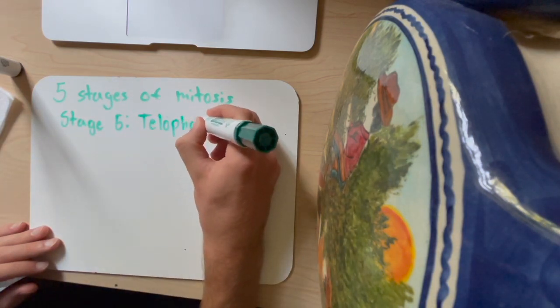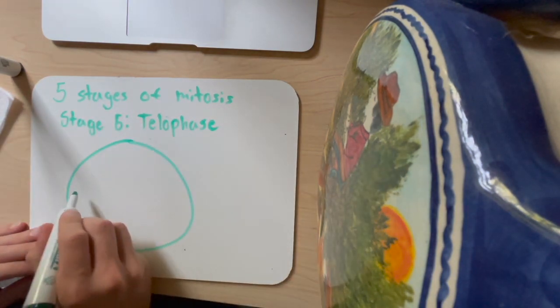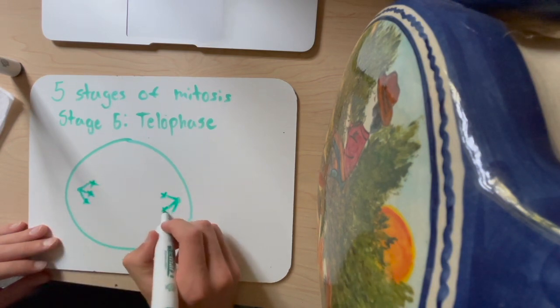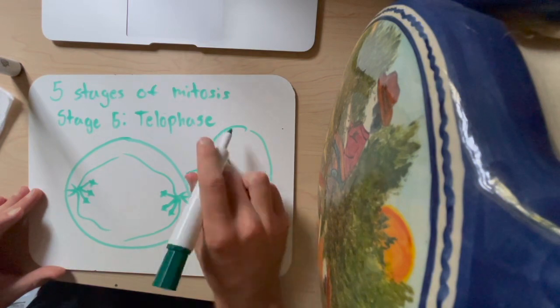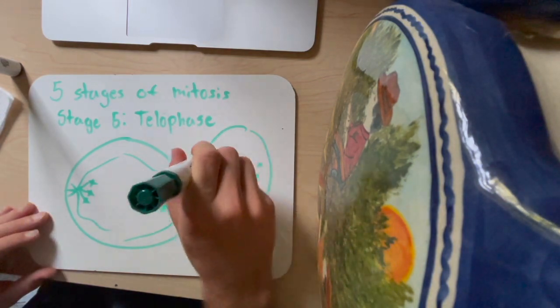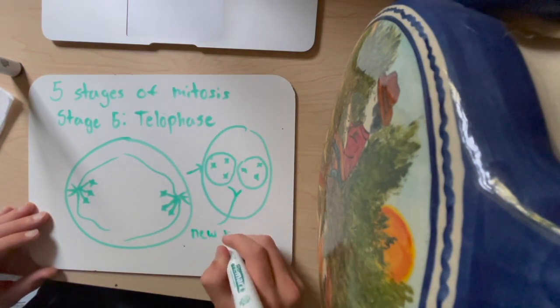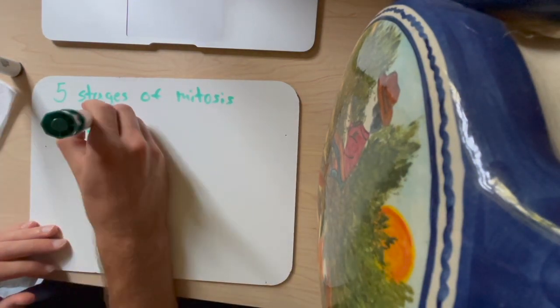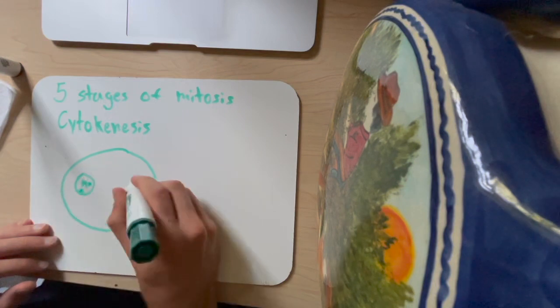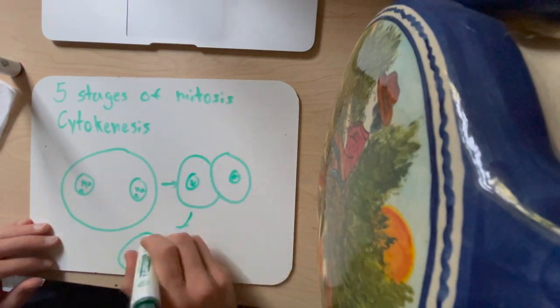The fifth and final stage of mitosis is telophase. In telophase, daughter chromosomes arrive at the spindle poles and decondense. At this point, the nuclear envelope forms around each set of daughter chromosomes, creating 2 new nuclei. After telophase is complete, cytokinesis divides the cytoplasm into 2 separate daughter cells.